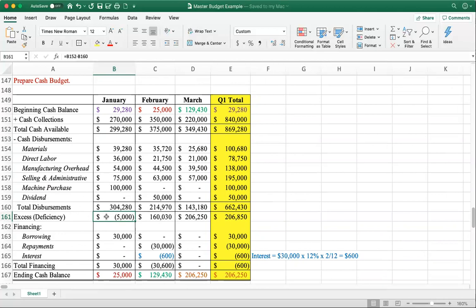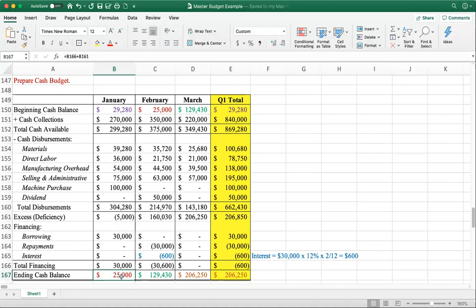In order to maintain a $25,000 minimum cash balance, you have to borrow 30,000. First, you need to get out of this $5,000 hole, and then in addition, you need to make a $25,000 cash balance. So you have to borrow 30,000. 30,000 minus 5,000 will give you a $25,000 ending cash balance. If this was not negative, you may not have to borrow that much. If it was positive 5,000, then you would have to borrow only 20,000. But because it's negative 5,000, you have to borrow 30,000. That way you can maintain a $25,000 ending cash balance when the period ends.